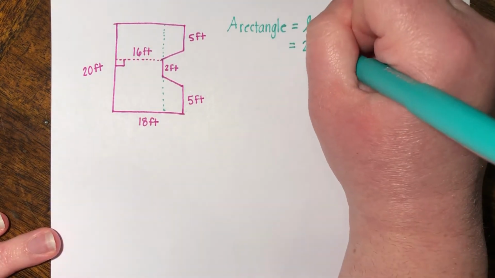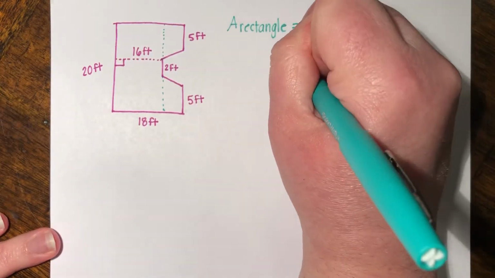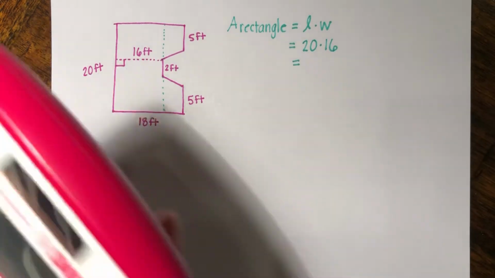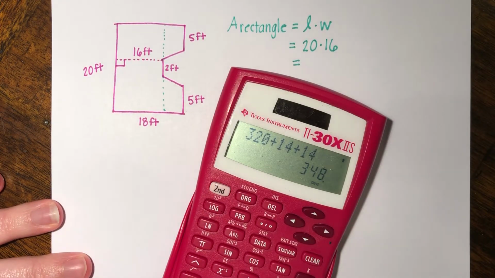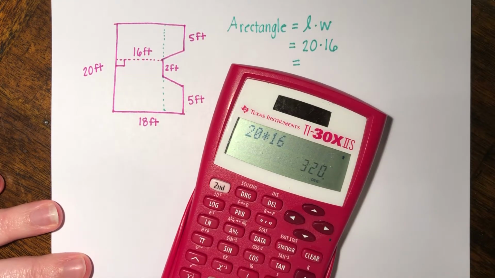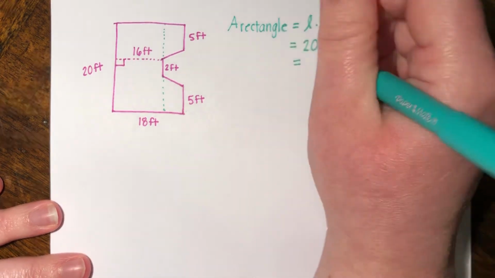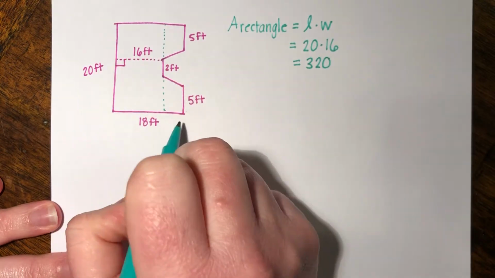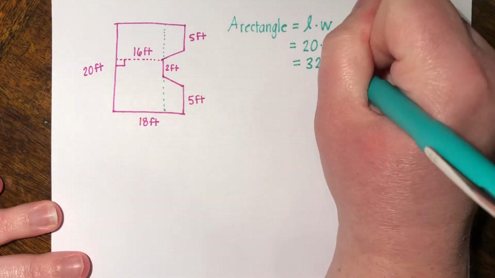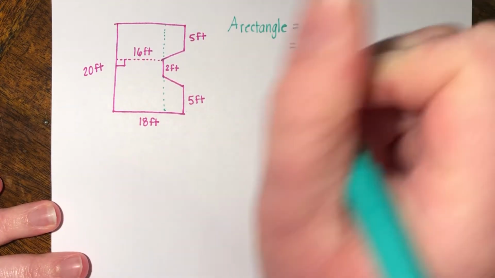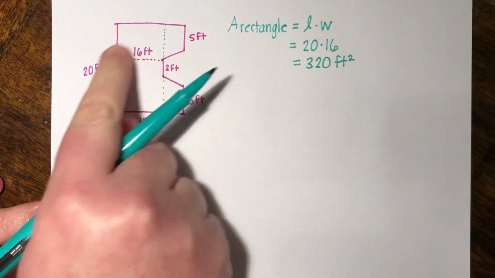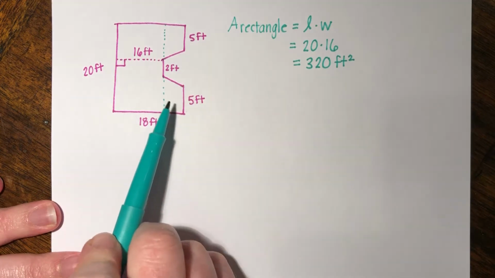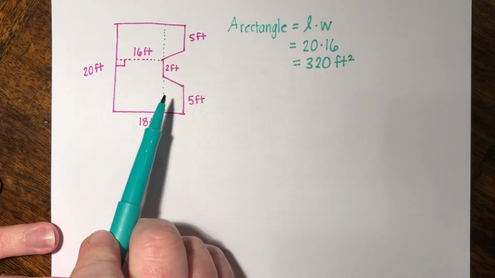So let's go ahead and put that over there. And if we were going to multiply 20 by 16, you can calculate that out. We can do 20 times 16, and we're going to get 320. Okay, so the area of our rectangle is 320 square feet. So that takes care of this portion right here. But what about these two shapes right here? They are part of this shape, and we do need to account for the area for it.